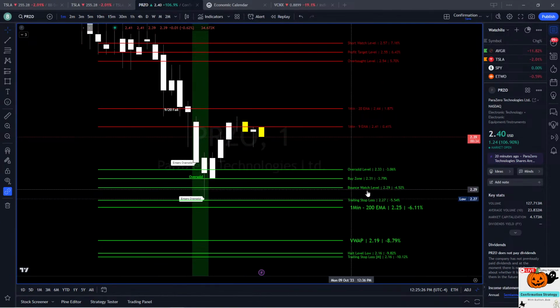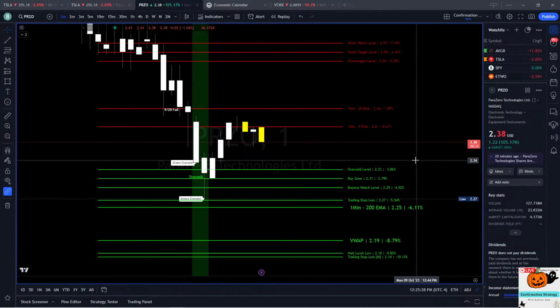So as the price drops, this will drop with it a little bit. So I would guess that it's going to be closer to probably about 220 to 225 would be the bounce watch area. But we'll see.